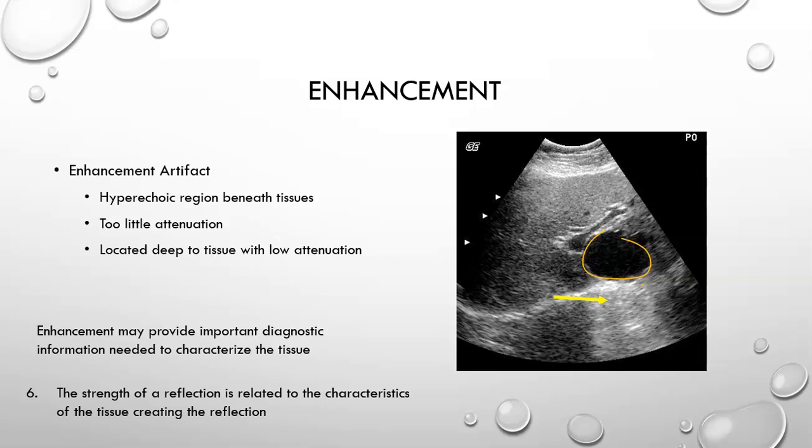This enhancement can often provide important diagnostic criteria needed to make a diagnosis, such as, hey, this is a cyst. We know it's a cyst because it creates enhancement. If it was just a dark mass, it probably wouldn't create enhancement. Dark masses don't enhance the tissues, cysts do. So this violates the assumption that the strength of a reflection is related to the characteristics of the tissue creating the reflection.